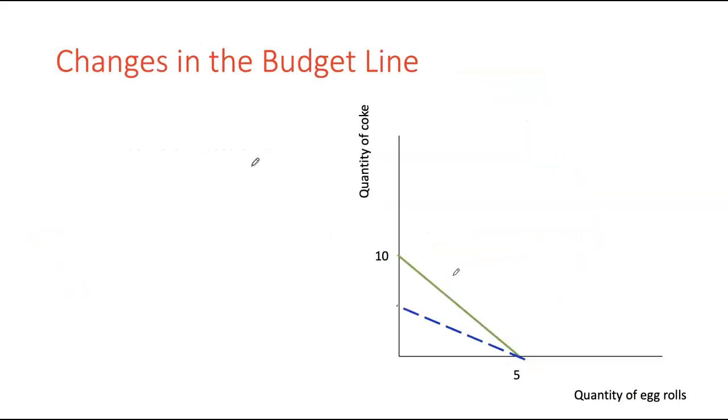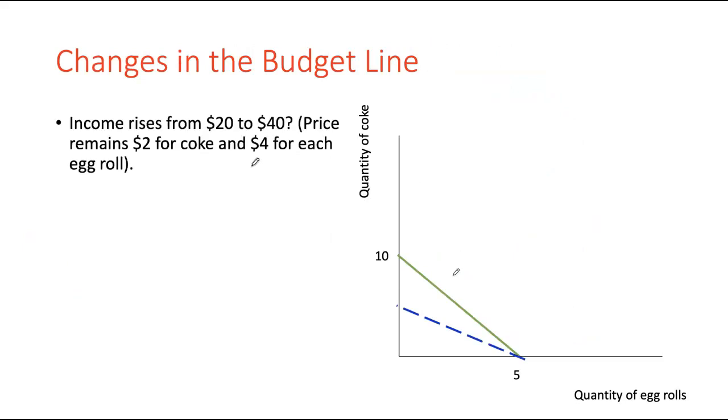Likewise, you can try working with lower income or the price of the other good becoming expensive or cheaper. Let's look at our example where income was initially $20 and then we can see what happens if the income rises to $40. I'm going to keep the prices the same for now, $2 for each Coke and $4 for each egg roll. As income rises to $40, I can afford more Coke and more egg rolls, but the trade-off between the two will not change. The slope of the budget line will not be different.